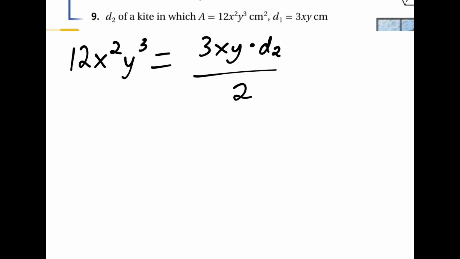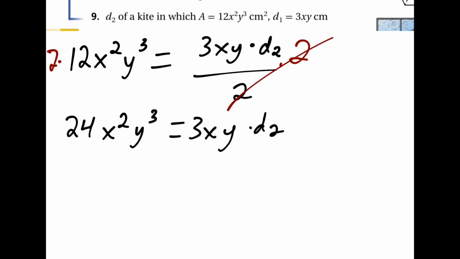Number 9, same formula. Looks a little different because of the variables and the exponents. First thing I do is I multiply both sides by 2. So times 2 over here, times 2 over here, and this cancels out. So that 12 becomes a 24, and nothing else really changes on the left. Next, I divide by 3xy.